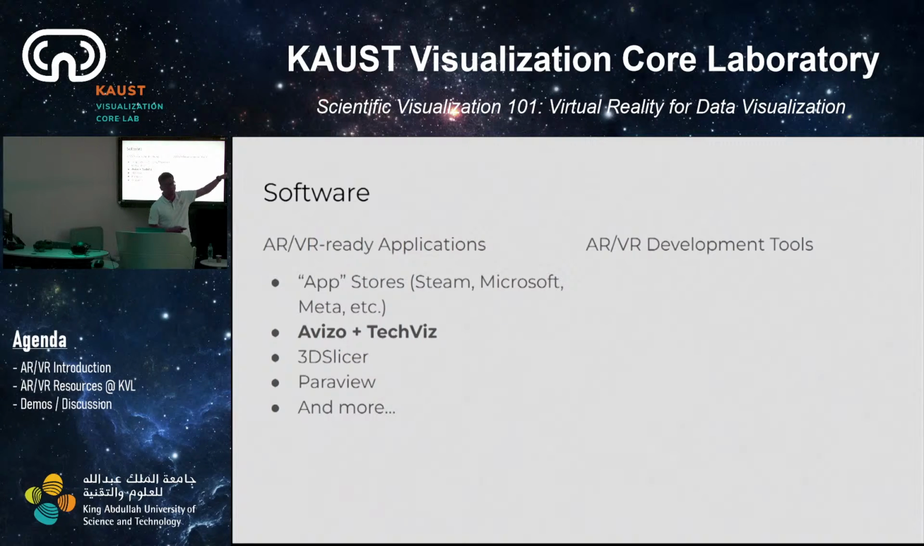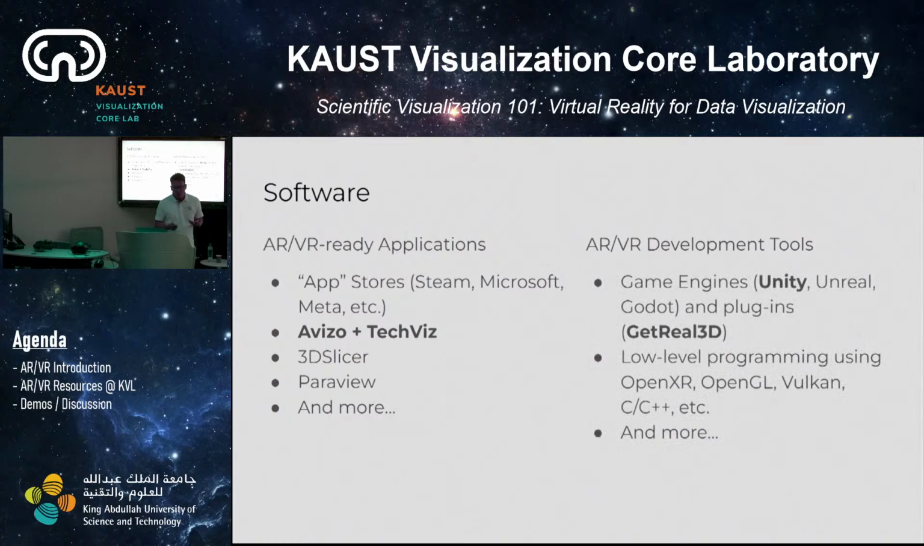Today I will show you Aviso plus TechViz. So who of you here used Aviso before? Okay, interesting. So Aviso is a data visualization and analysis software that KAUST has a license for, so you can use it for free. And if you're already using that for your 3D visualization, with just a few clicks, you can bring your data in VR. Okay? And I'll show that later. There's other software that I won't talk about today.